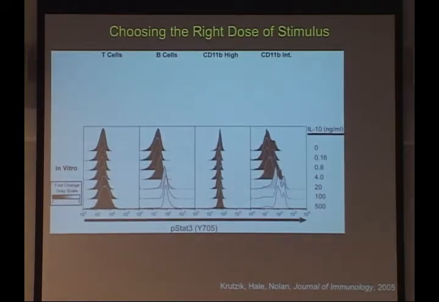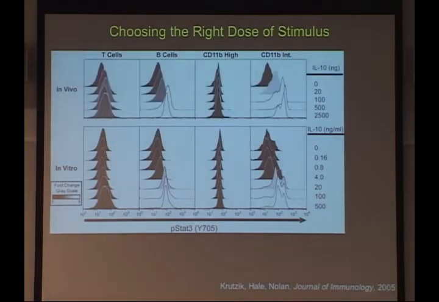And then looking at some of the dose responses of some of these cytokines in the primary cells. Again, you can look at the in vitro response, IL-10 induction here going from a low concentration to a high one. You can see that you have a good response in B cells and the CD11B intermediate population, but you don't have response in the highs in the T cells. So again, cell type specific.